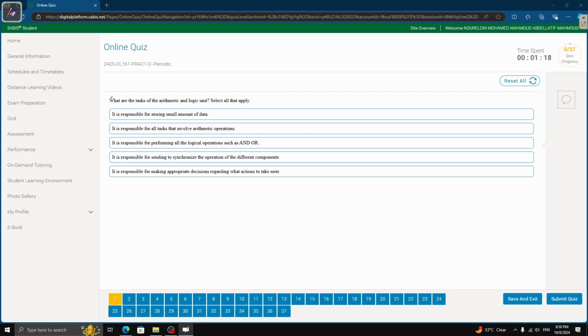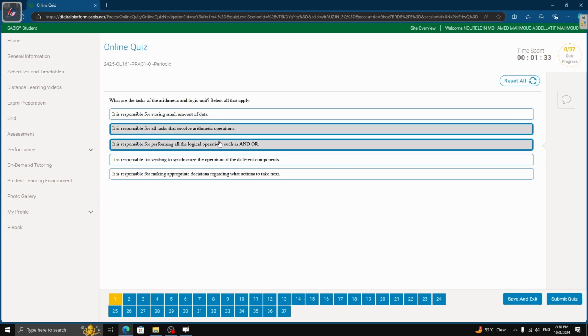Okay, first question. What are the tasks of the arithmetic logic unit? To put it simply, the ALU, or the arithmetic logic unit, does all the math and all of the logical operations. Yeah, that's pretty much it.